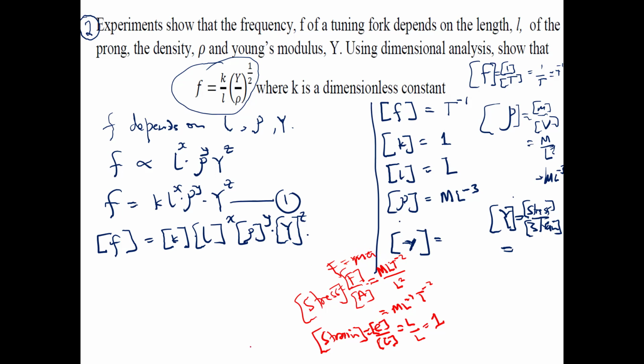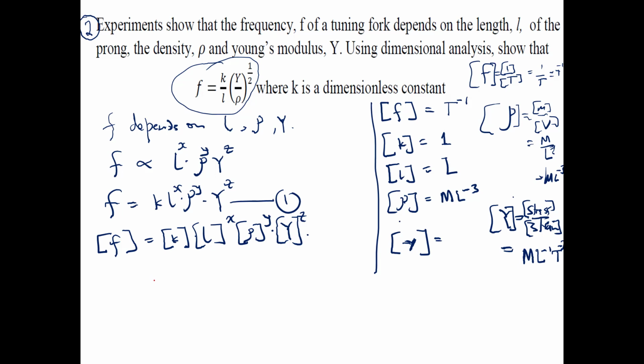Now, coming back to our work here, we shall simply say that the dimension of Young's modulus is the same as M L power negative 1 T power negative 2, and that is what we get. So continuing with our equation, substituting for the dimension itself, we shall simply have capital T power negative 1 equals 1 times L power x times M L power negative 3, everything to the power of y, then times M L power negative 1 T power negative 2, everything to the power of z.